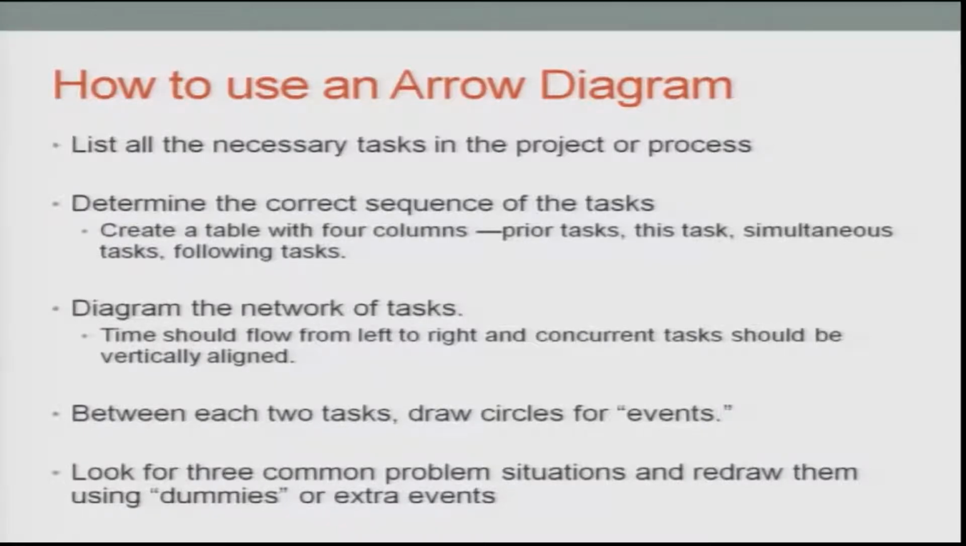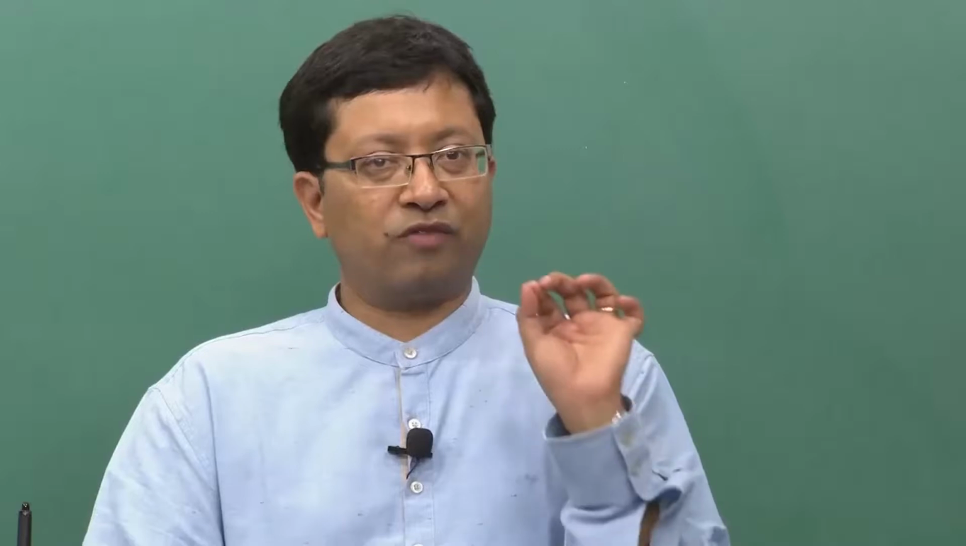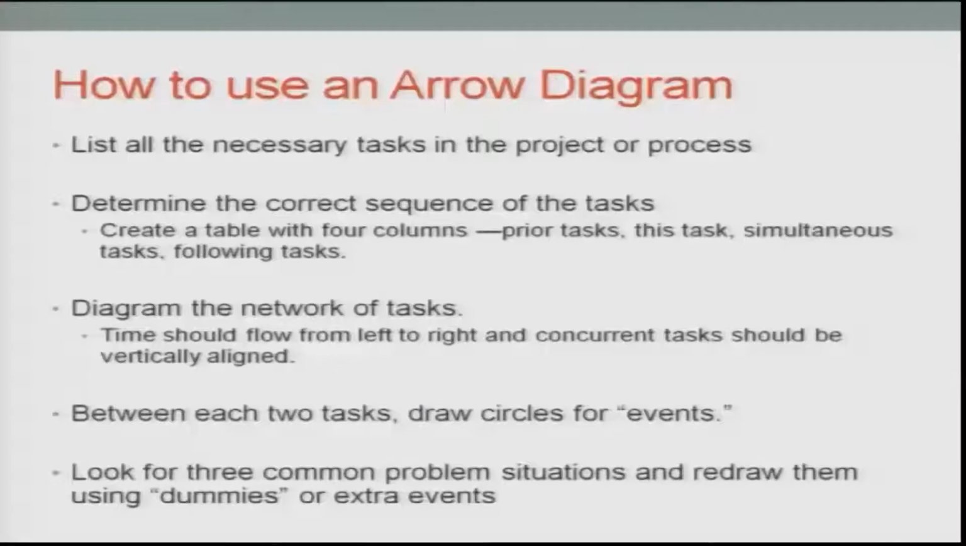List all the necessary tasks in the project or the process. If you remember, I did mention the word Gantt charts. Gantt charts are basically the preliminary work you have to do in order to draw this PERT and the CPM or the arrow diagrams to the best possible extent. Determine the correct sequence of tasks. That would basically come out from Gantt charts.